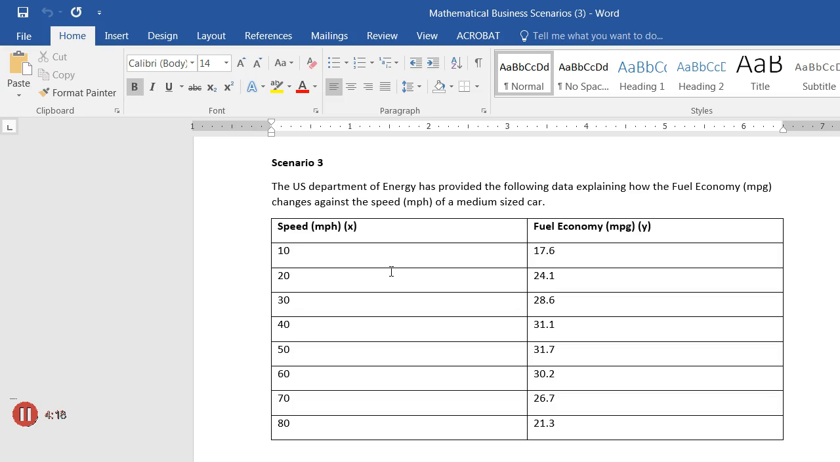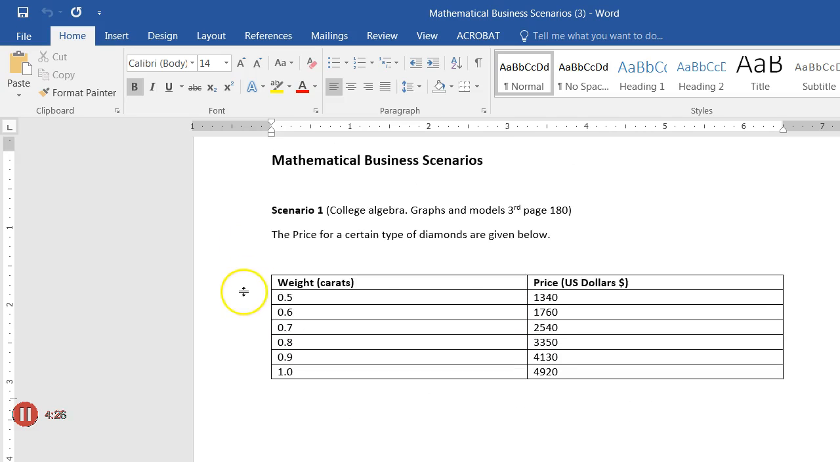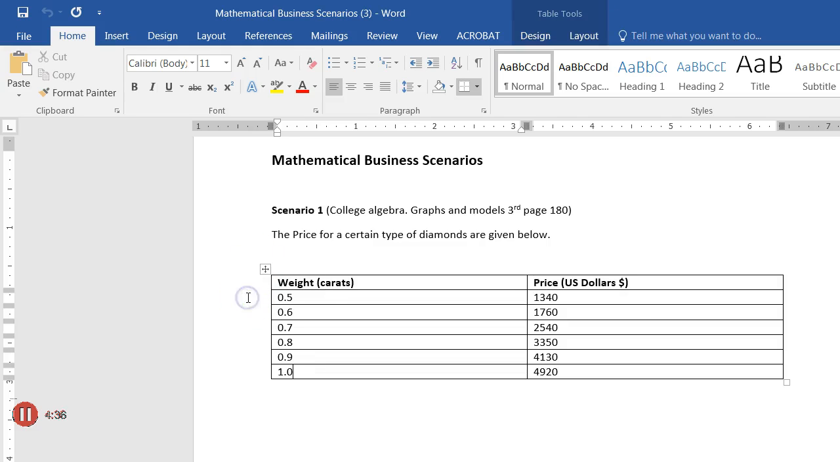And why do we need a mathematical equation? If you look at this first scenario again, suppose somebody wants to know the price of a diamond which is 1.2 carats. The table only goes up to 1.0. There is no 1.2 carats or 1.4 or 1.6. So if you want to find the price of that, this table is not enough. You need to create an equation in y and x, and then if you want to find the price for 1.2, you plug in 1.2 for x.